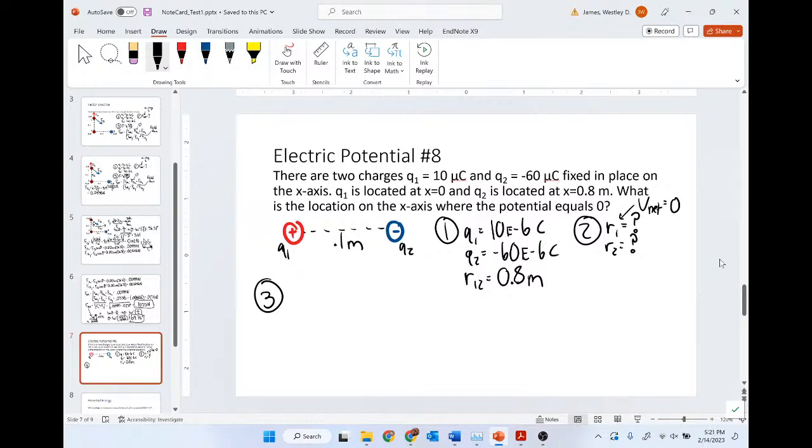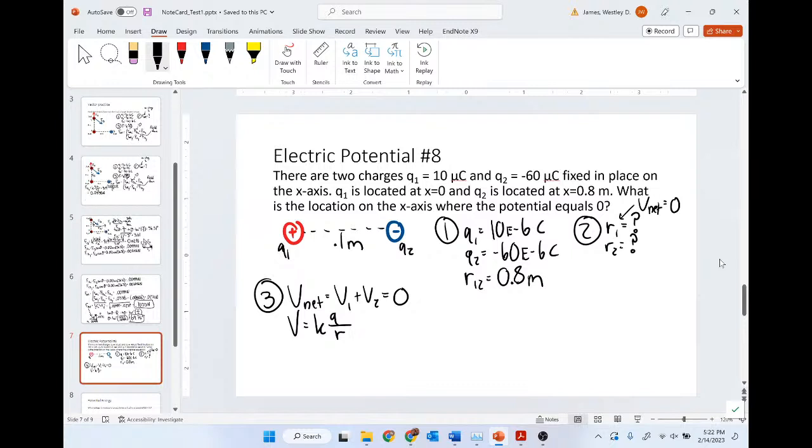What equations do we have? V net equals V1 plus V2, and that's going to equal 0. That's what the problem is saying. Where does the potential equal 0? What's my variable for potential? V. What's the equation for V? V equals K Q over R. So I find each potential, I add them up, they should equal 0. That's how I'm going to find my location.